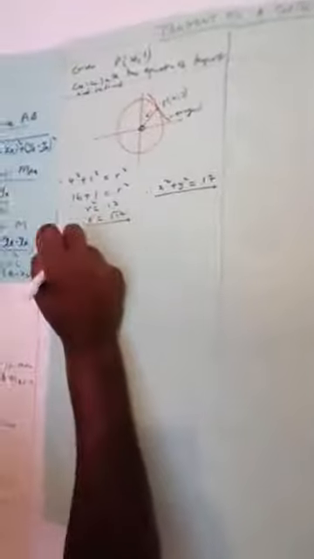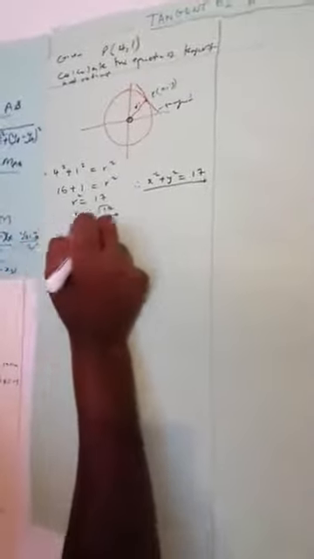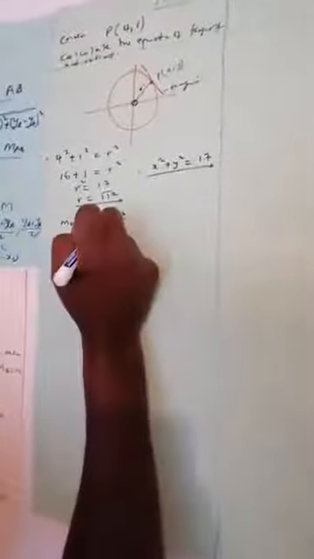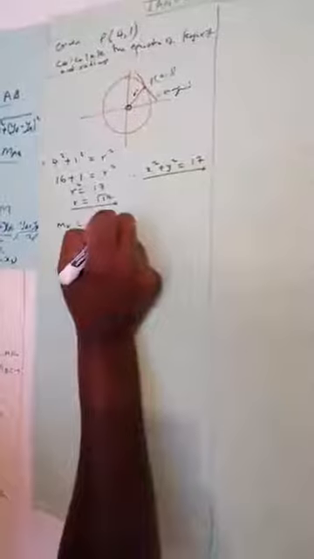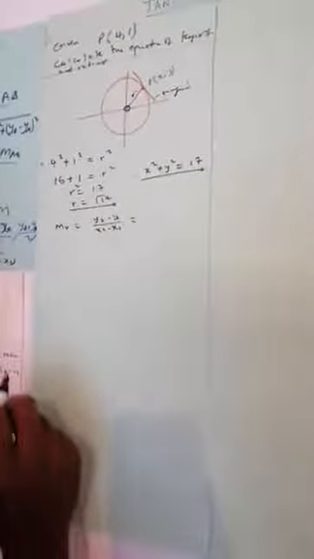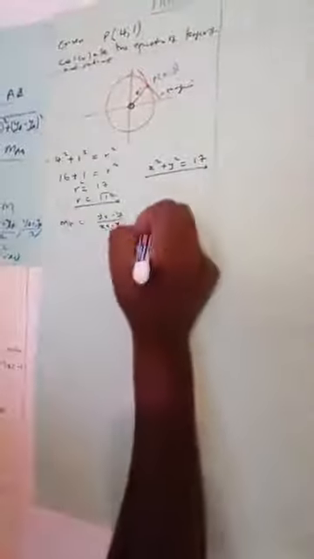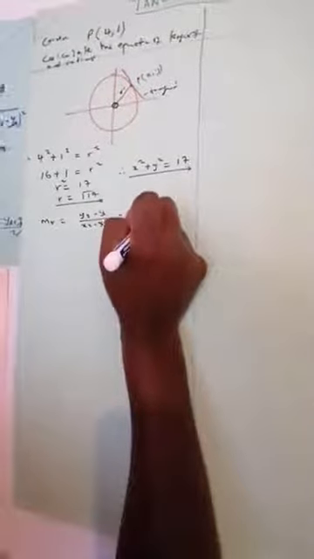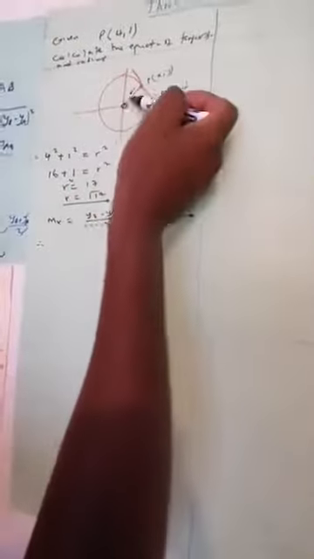The gradient of a radius is y2 minus y1 over x2 minus x1. I know that we have 4 and 1, so it will be y minus 0 over 4 minus 0, equal to 1 over 4, positive 1 over 4. Therefore, the gradient of the radius is 1 over 4.